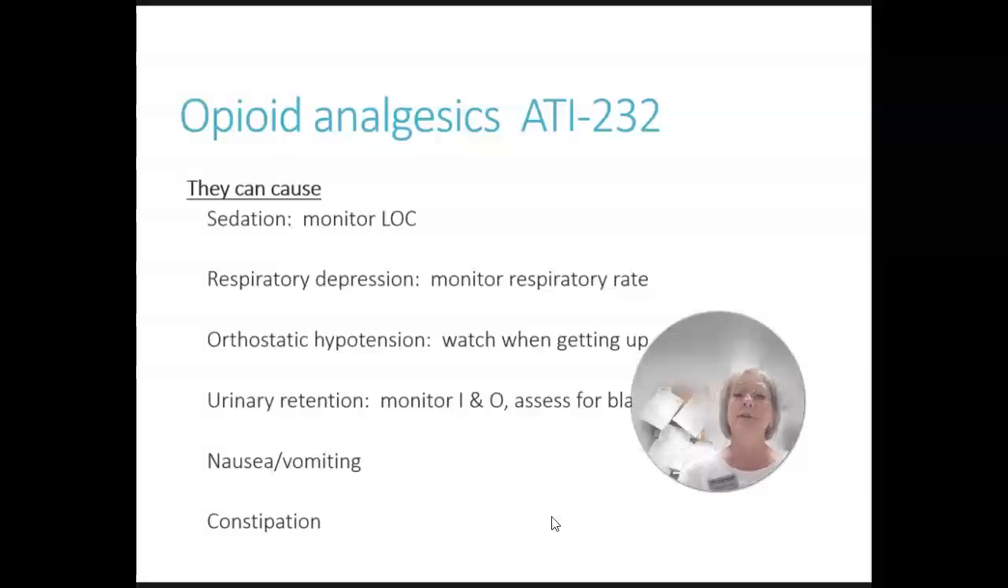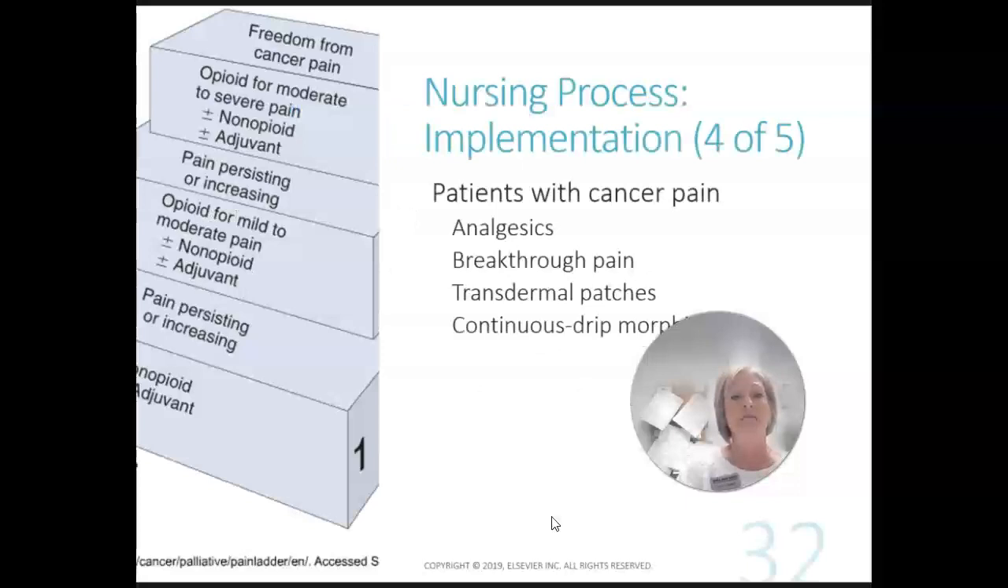They will cause nausea and vomiting, so sometimes we have to give other medications along with the opioids to help counterbalance the nausea and vomiting. These also cause constipation, so we want them to drink plenty of fluids, take plenty of fiber, get up and walk around. Make sure that they're getting that ambulation.